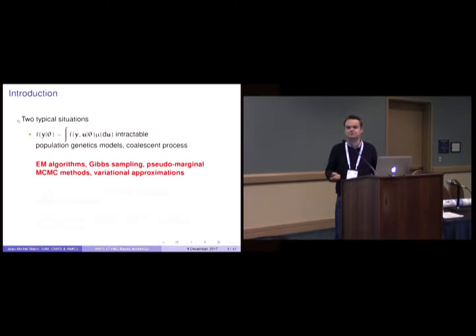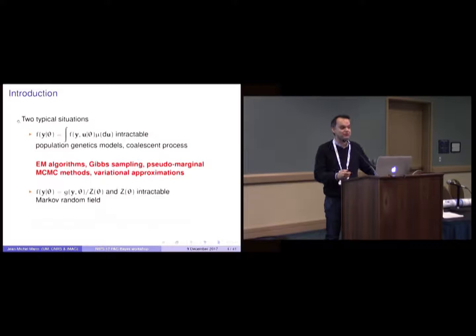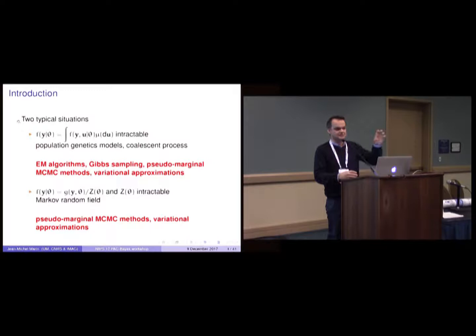The other situation is when the normalizing constant of the likelihood itself is intractable. So there is no latent variable in this case, but the normalizing constant of the likelihood is intractable. This is typically the case for Markov random fields, for instance. And in such a case, we also have some typical pseudo-marginal MCMC methods and algorithms which are designed to avoid this normalizing constant problem. Typically, this is an MCMC algorithm where you plug into the calculation of the acceptance rate an unbiased estimator to avoid this intractability of the normalizing constant, and there are also in this case a lot of variational approximations.